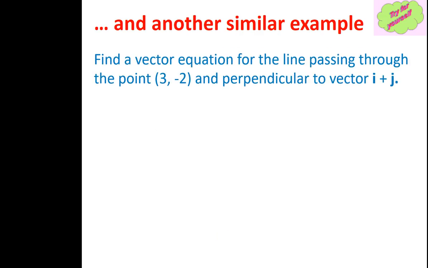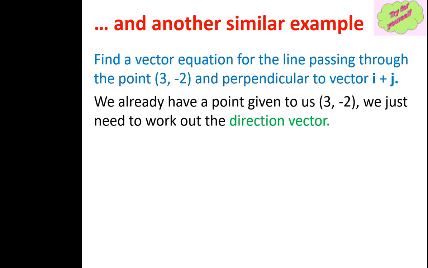And another similar example, because this is a little bit hard to get your head around. Find a vector equation for the line passing through the point (3, -2) and perpendicular to vector i + j. So it was easy when it was parallel, but now it's perpendicular. So what do we have to do then? We already have a point given to us, which is (3, -2), so that's easy enough.